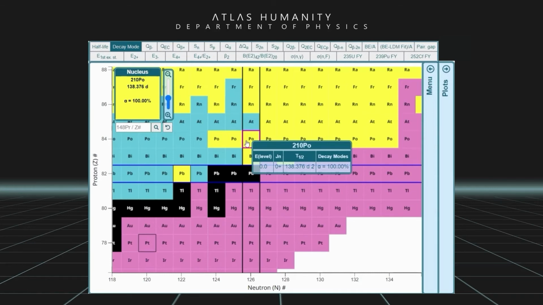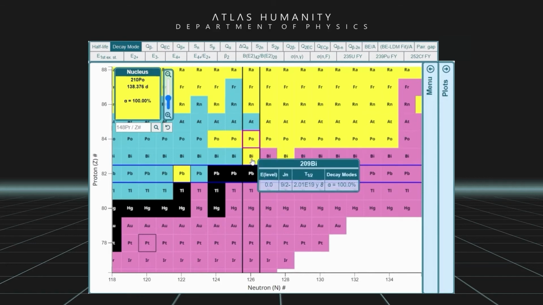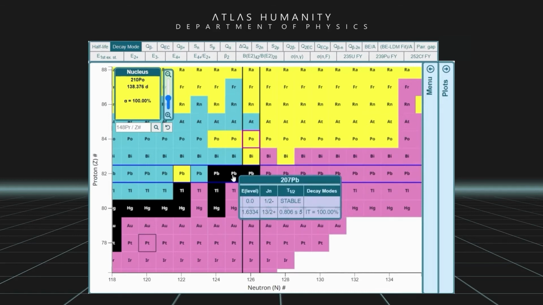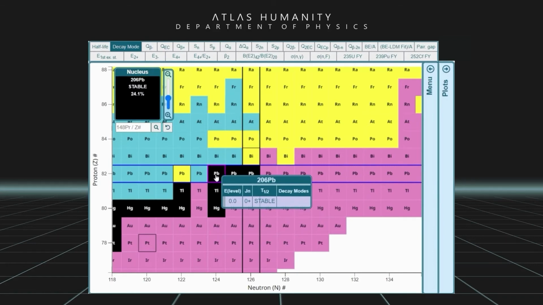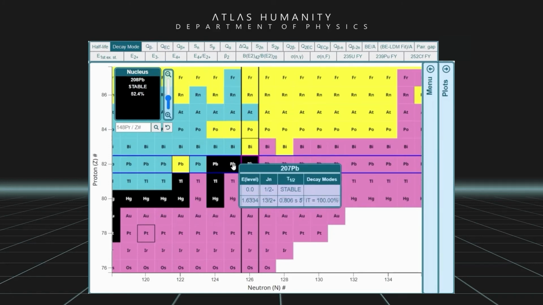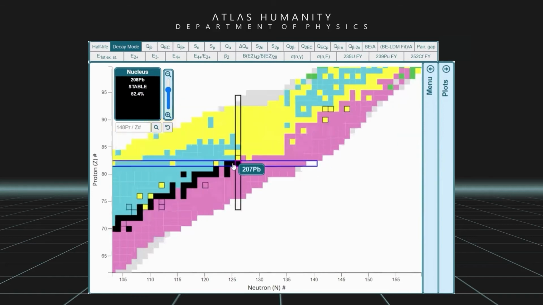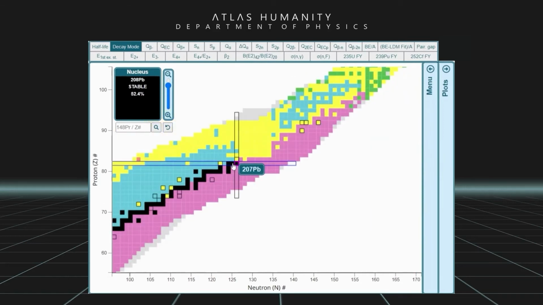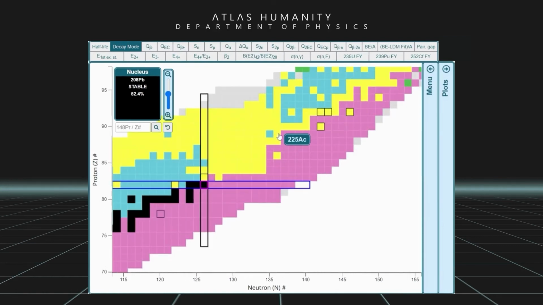So from 210, we move down by 2, and we get to lead. But we are also losing 2 neutrons, so left by 2, and we get to lead-206 from polonium-210. As you can see, lead is the last element of the periodic table that has stable isotopes. This is the heaviest stable element of the periodic table.